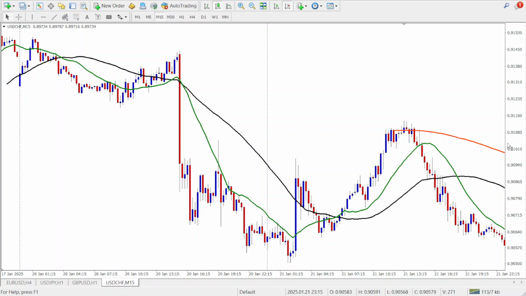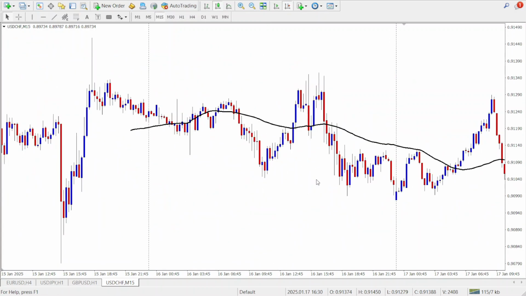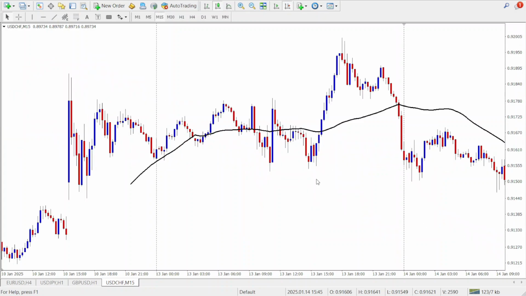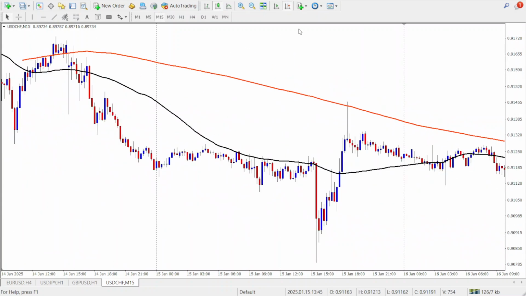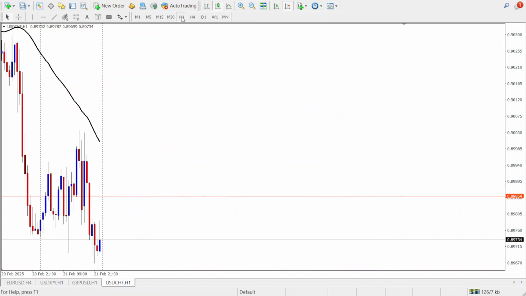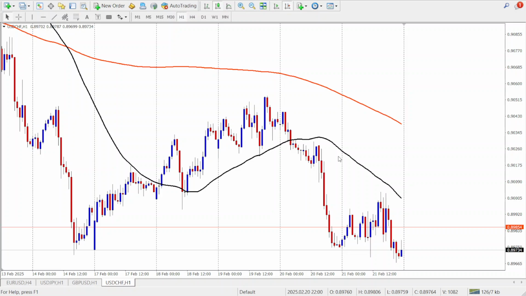Now, one of the most popular strategies with moving averages is the crossover strategy. This technique works by combining two moving averages, one short term and one long term. So there's something we call the golden cross.